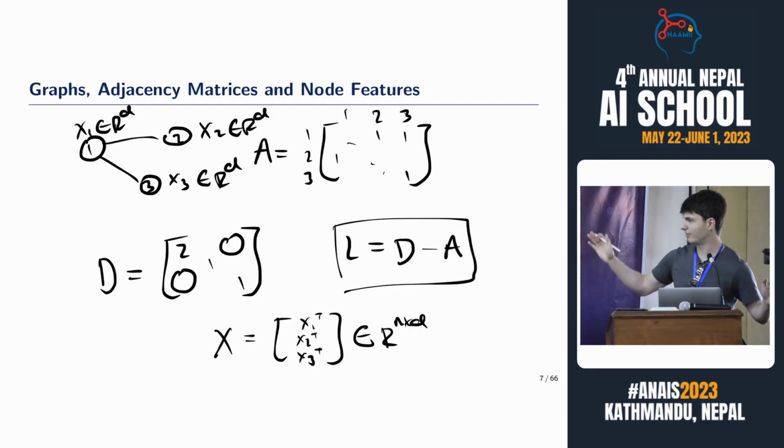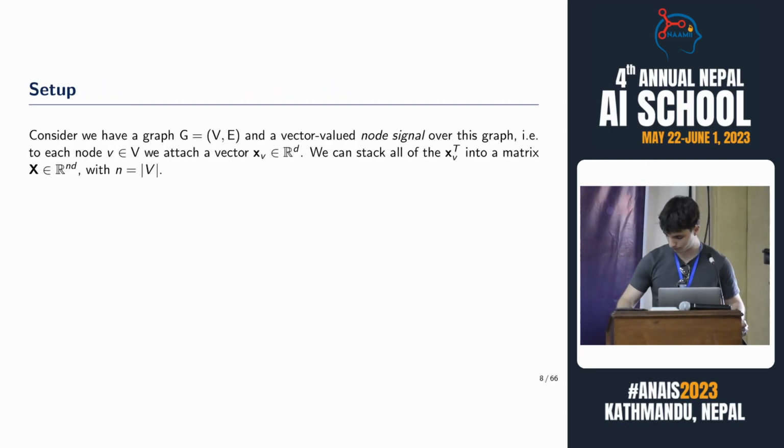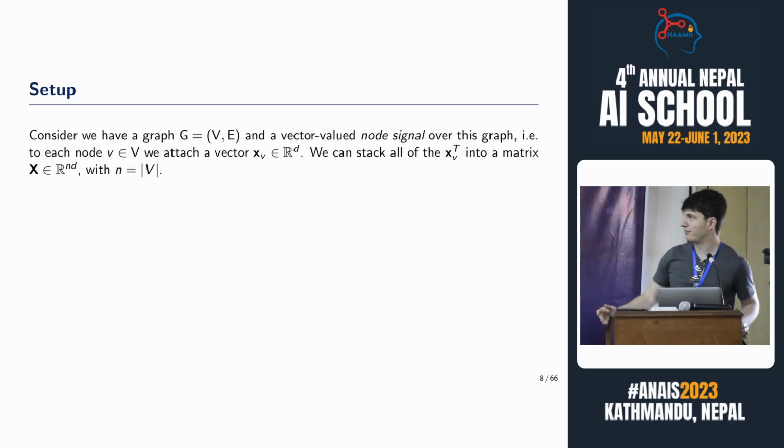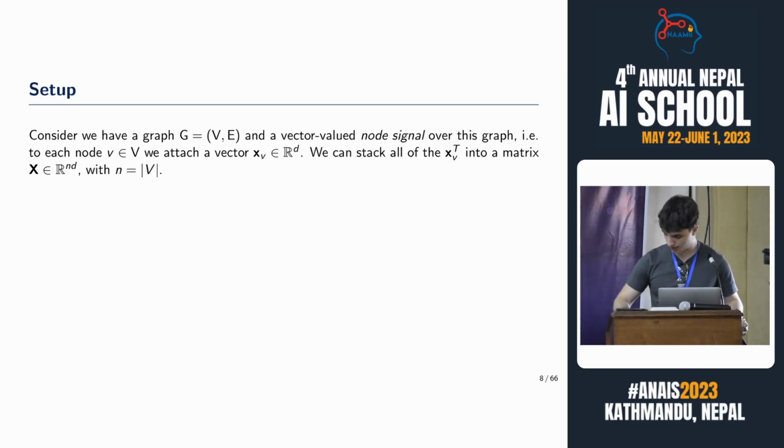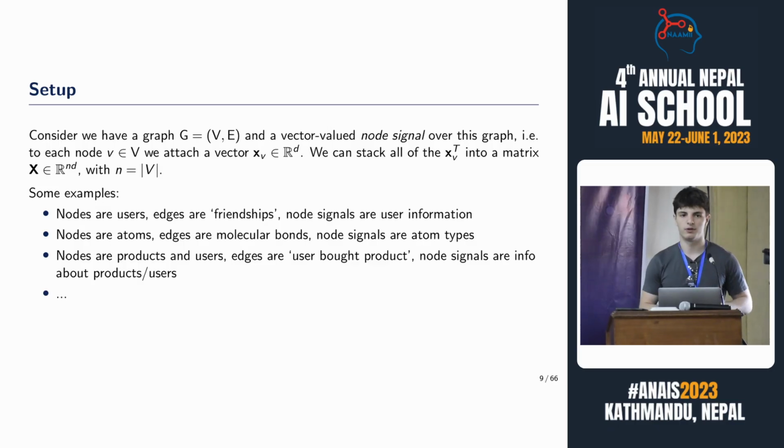Okay, this is all the very basic setup we'll be working with today. This is just what we're saying: we can consider a graph as a tuple, and we have this kind of structure. Some examples of what graphs we usually work with.